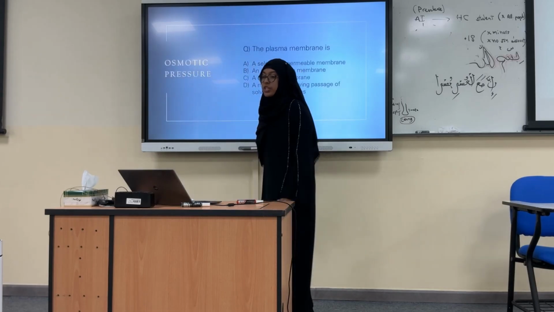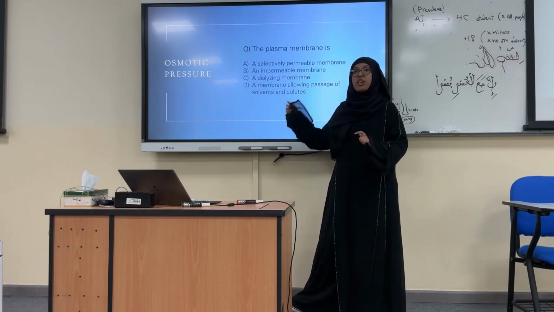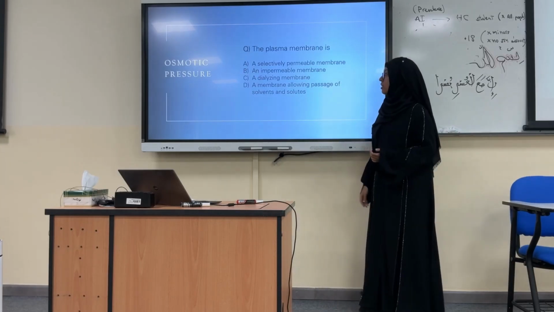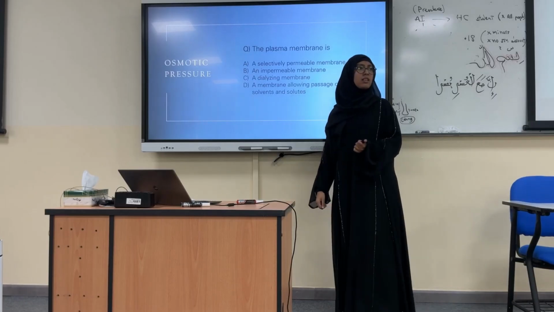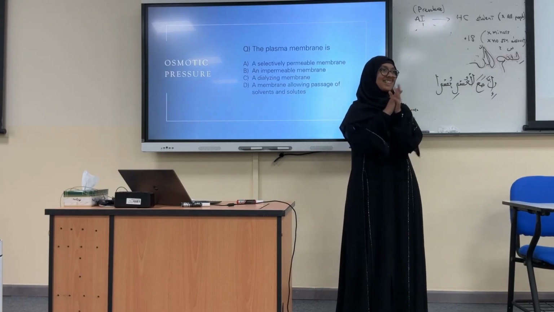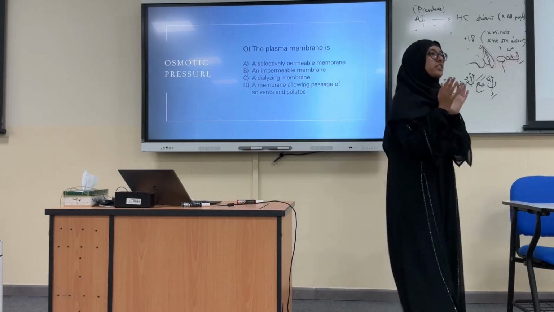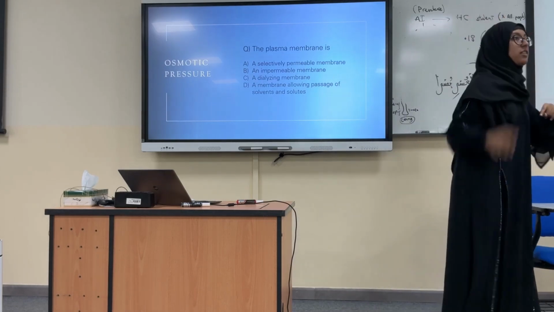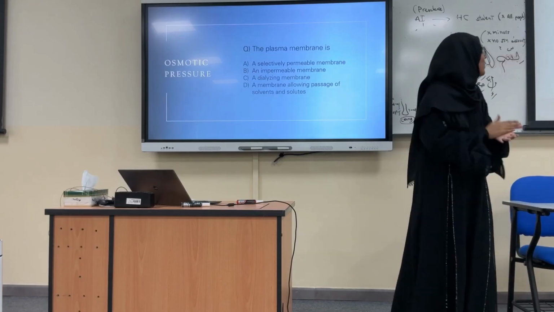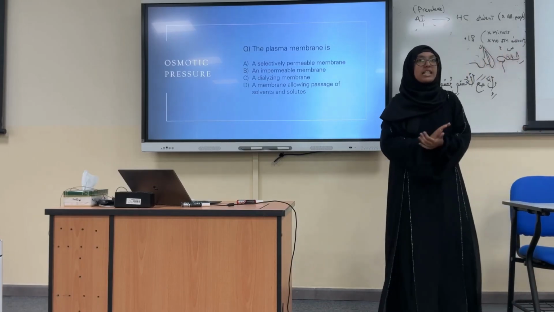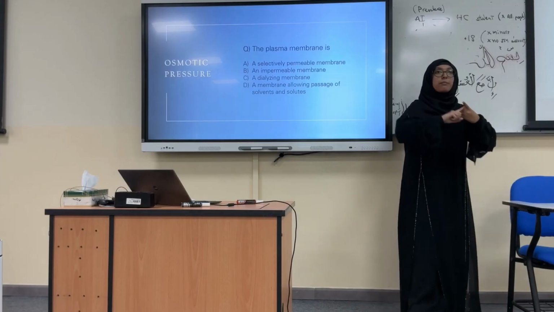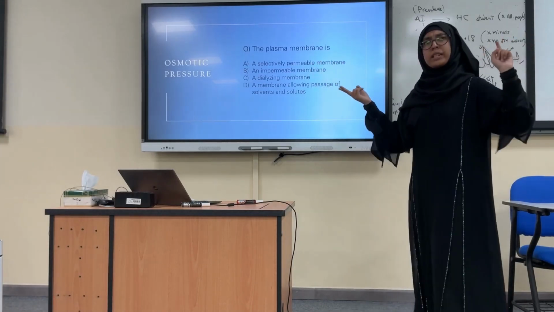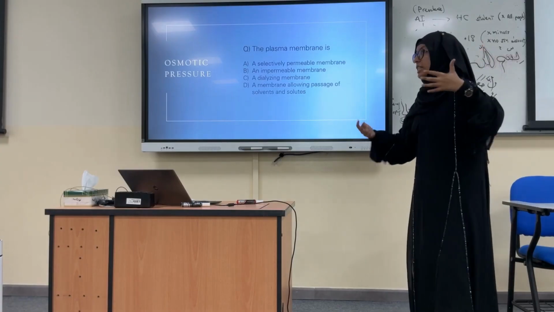One last question. The plasma membrane is which of the following? A dialyzing membrane? It's more than one option. So how many options is it? Three. Fair enough. So what is a dialyzing membrane? We'll get to it. A plasma membrane is selectively permeable. We agree? Is it an impermeable membrane? No. It allows things to pass through it, right?